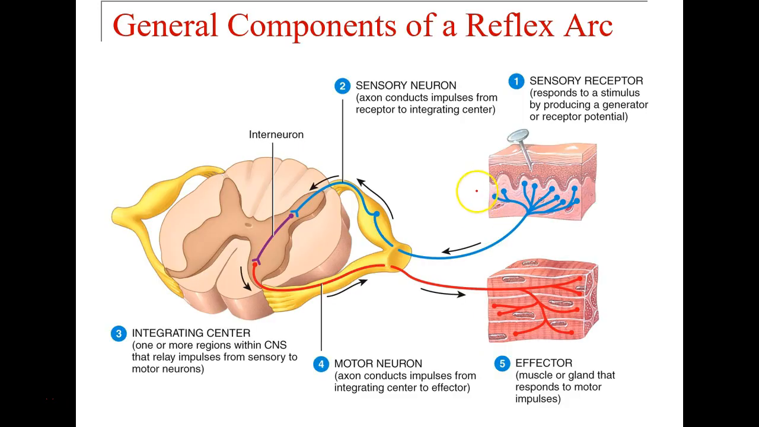Okay, that reflex arc starts with a sensory receptor. We receive information, we send it through a sensory neuron. Then the interneuron is the integrating center. That information will then be sent out motor neurons. And then finally we reach our effector that will carry out that command.